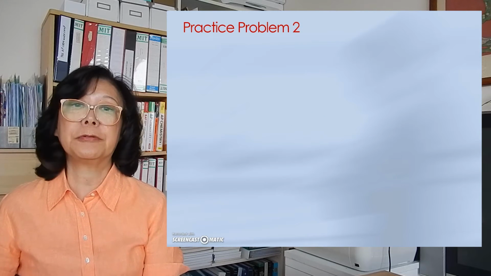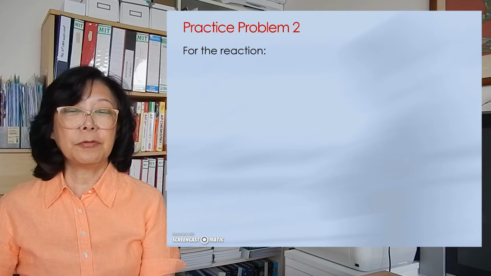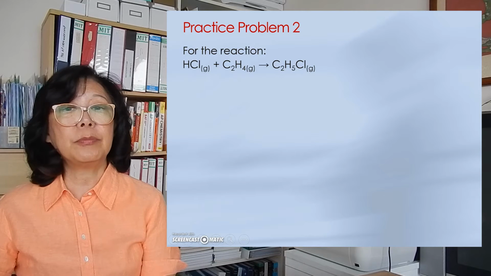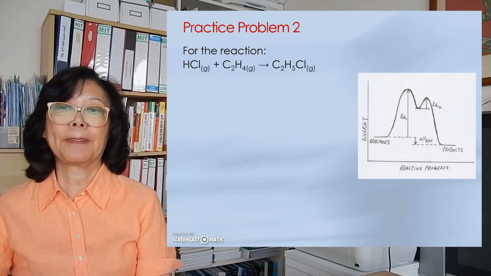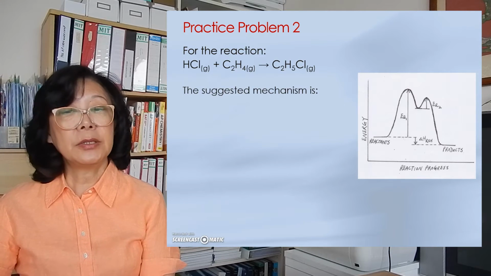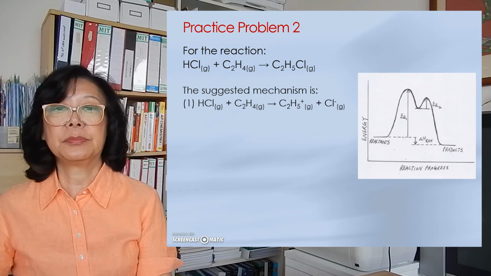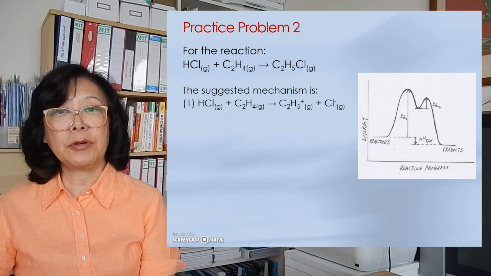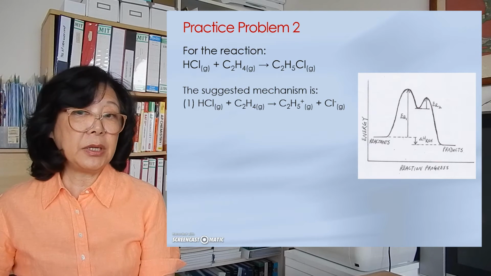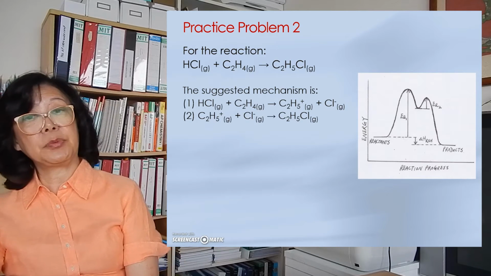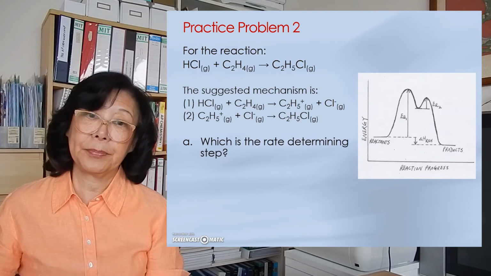Practice problem number 2. For the reaction, hydrogen chloride and ethene to make ethyl chloride, here's a diagram with a two-step mechanism. Again, the first activation energy is quite large. The suggested mechanism is: 1. The hydrogen chloride reacts with ethene to make the intermediates C2H5+ and Cl-. And then these two intermediates will collide to form the ethyl chloride.